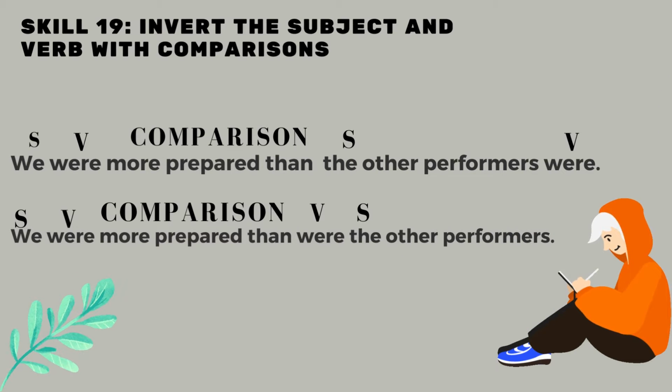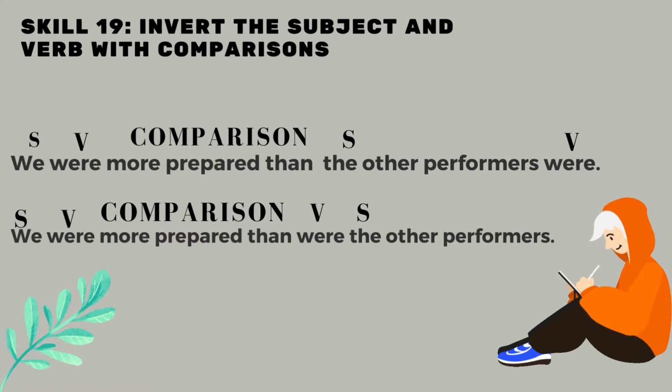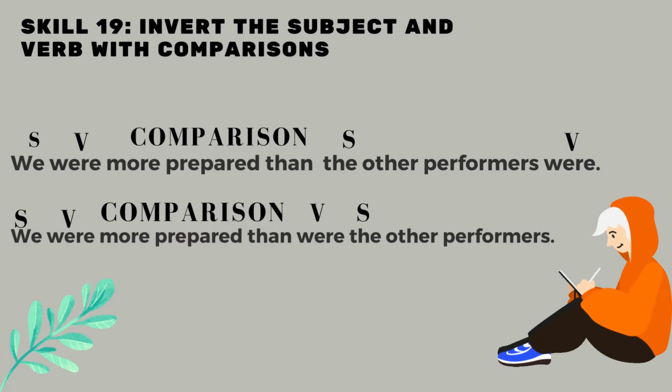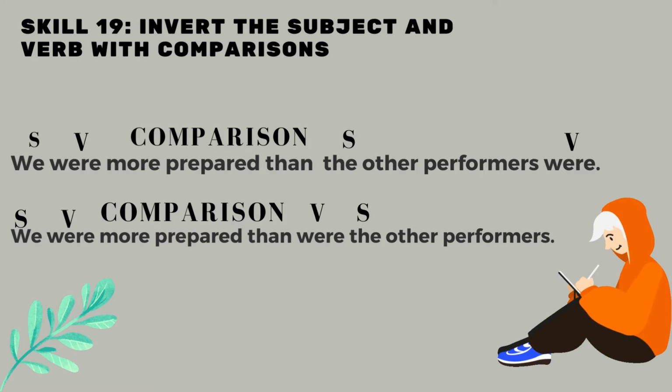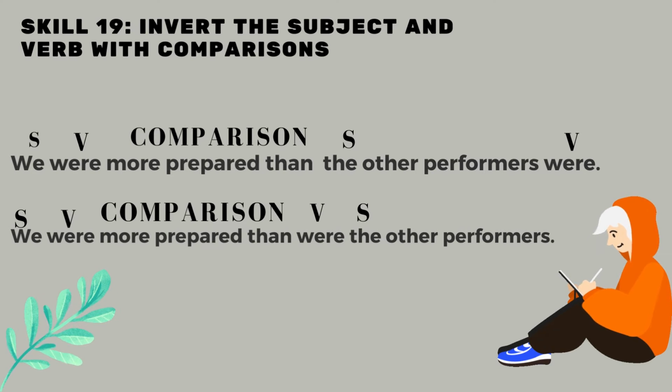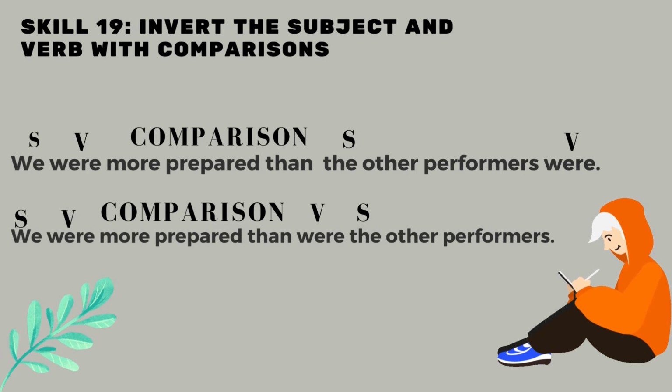Skill 19. Invert the subject and verb with comparisons. The subject and verb may invert after a comparison. The following structures are both possible. For example, we were more prepared than the other performers were, or we were more prepared than were the other performers.